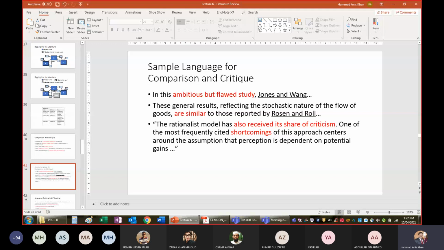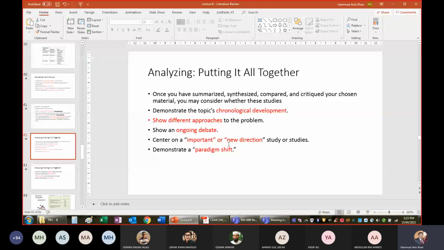"The rationalist model has also received its share of criticism. One of the most frequently cited shortcomings of this approach centers around the assumption that perception is dependent on potential gain." So it is a way of critiquing, where the shortcoming you are trying to highlight has already been highlighted, and it is the most frequently highlighted shortcoming.